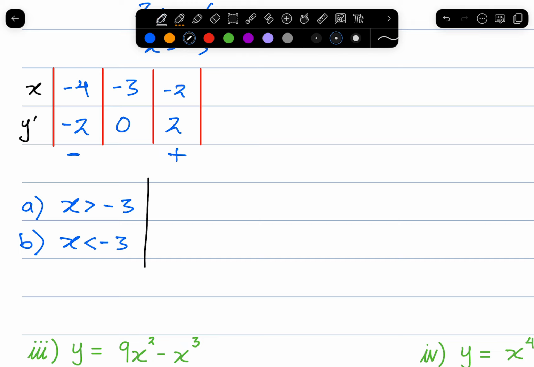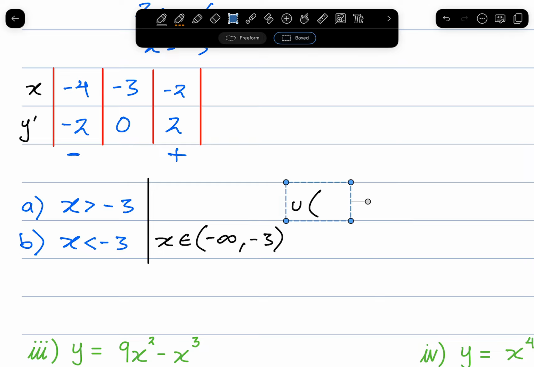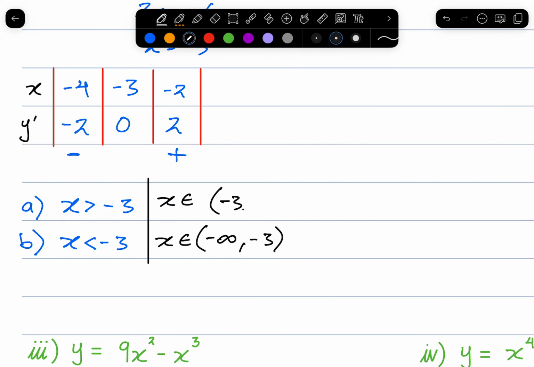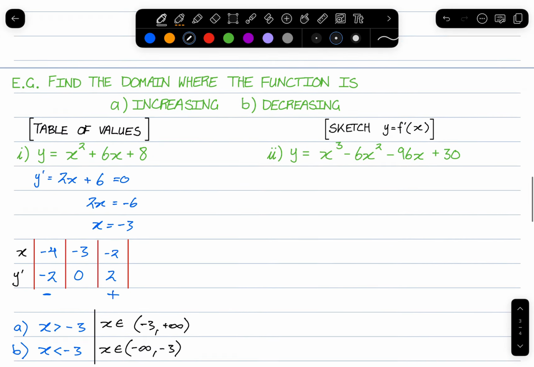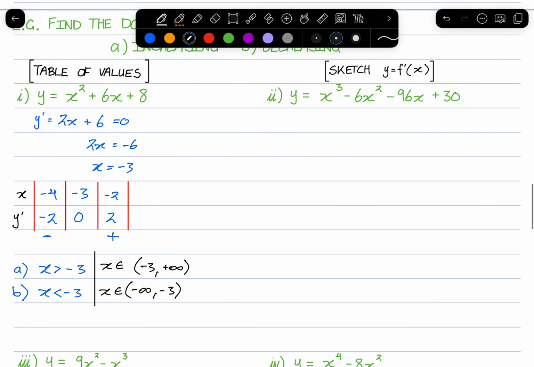I'm also going to write this in bracket notation. This would be x is a member of from -infinity to -3. Oh, I'm so sorry. It should be this one here. So that's decreasing. And for increasing in bracket notation, it's from -3 to positive infinity. And these are the solutions to this one. Okay, so that is that method.